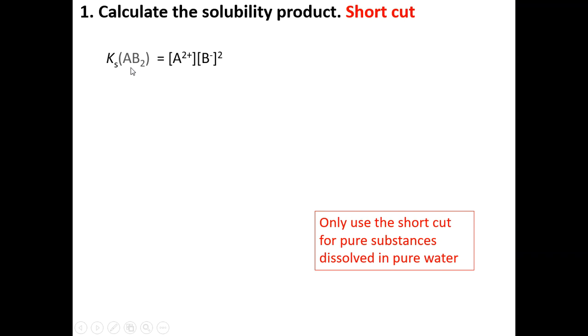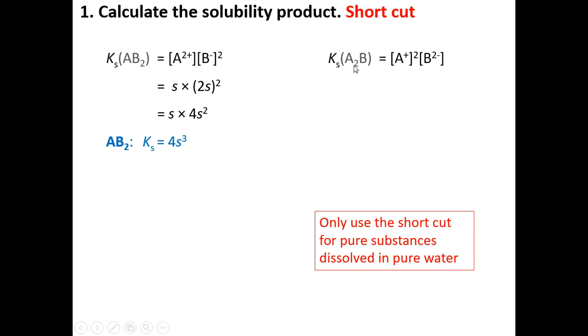Now, you do need to know the type of salt for this method. So is it an AB salt, AB2 salt, or A2B salt? So very quickly, if I have an AB2 salt, then the solubility of the AB2 is S, which is the same for the A2 plus, but it's 2S for the B minus because I've got 2 Bs. So write out the equation and you can see that, and you'll notice that the Ks, my solubility product, is the same as 4S cubed, which is the same for an A2B salt. So you'll see it's the same.